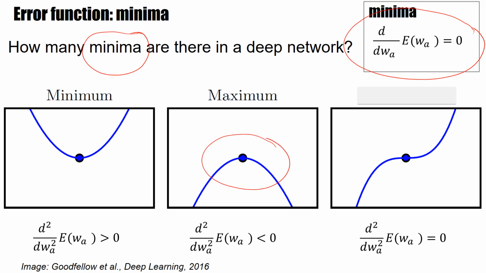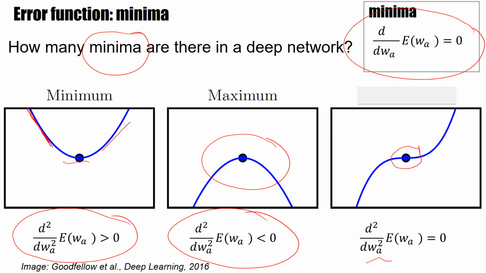Well, at a minimum, if we come from the left-hand side, we first have a slope that is negative, then we have slope zero, then we have a slope that is positive. That means the second derivative of the error function as a function of this weight W_A is positive. For a maximum, it's the other way around. The second derivative is negative, and occasionally we also have plateaus where the derivative is zero. So I would call this a plateau.